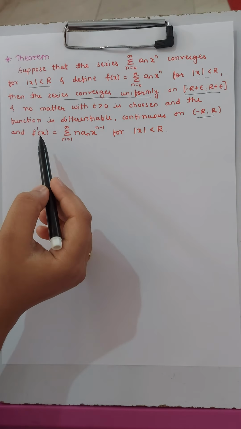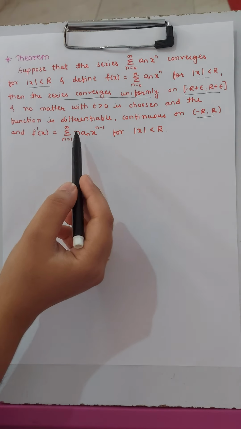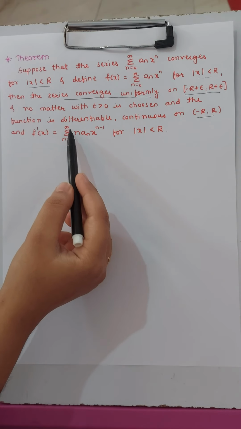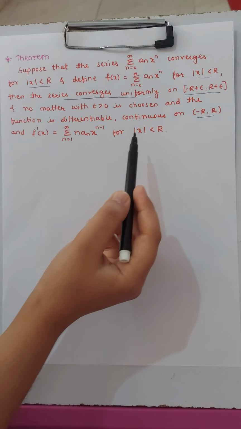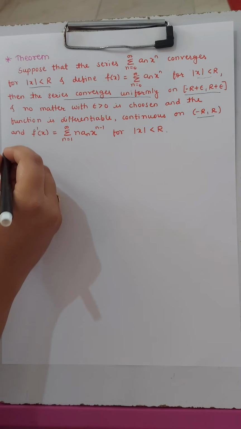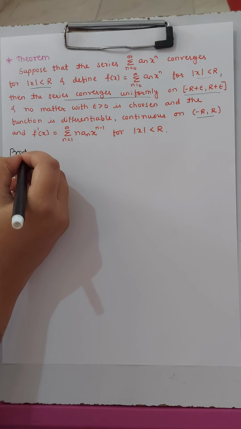And also we have to prove that f dash of x equals summation n from 1 to infinity n a n x to the power n minus 1 for mod x less than r. So let's start with the proof.